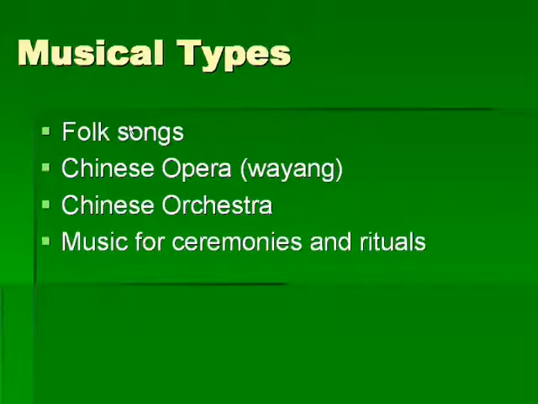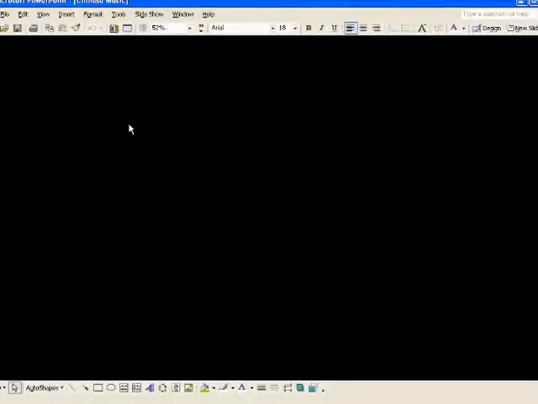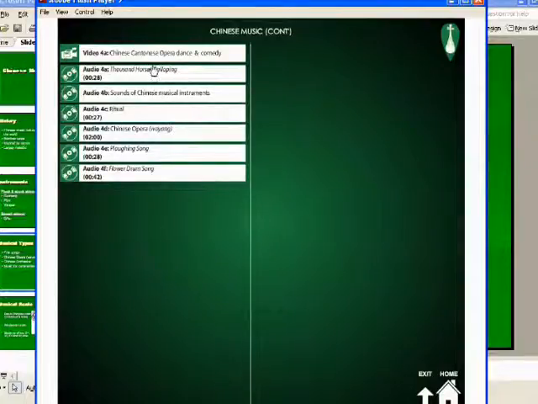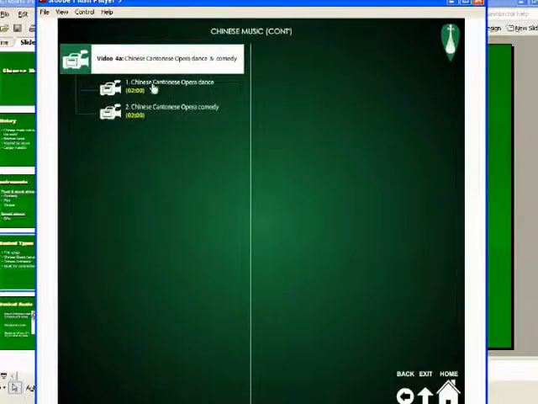Okay, let's have a look at some of these musical types. Now, this is the Chinese Cantonese opera. Let's look at the opera comedy.